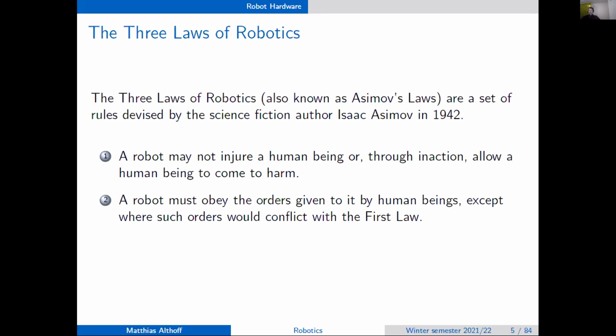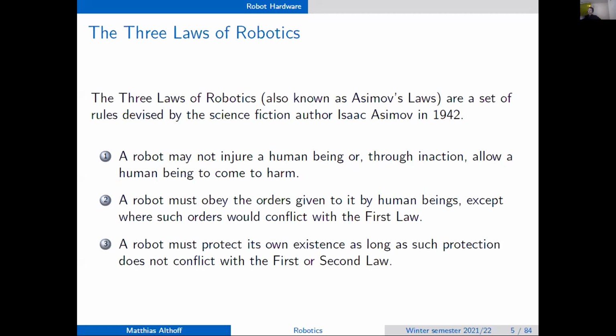Okay, and who knows the third law? Yes, so it should protect its own existence, unless it's in conflict with laws one and two. Sorry, I have to sneeze in a minute. So if the order of the human would be, don't protect yourself, then the robot would not protect itself.